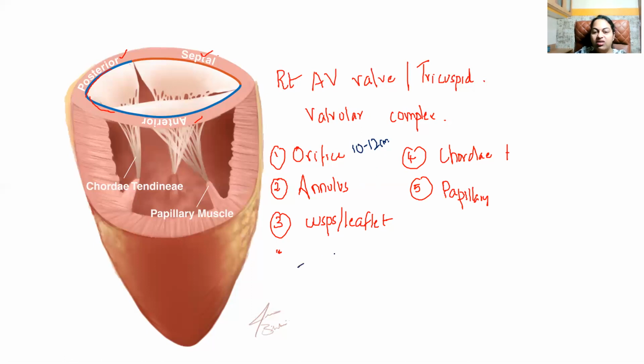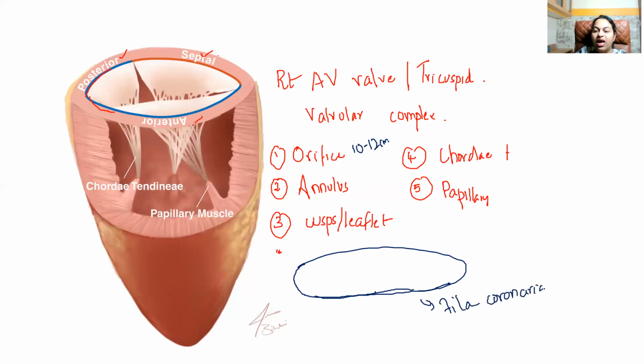Annulus, I told you, it's the collagenous framework to which the cusp are attached. Okay, so this part, which is going to hold to the cusp, it'll be called the phyla coronaria. The part of the annulus to which the cusp are going to get attached will be called the phyla coronaria. Both tricuspid and the bicuspid annulus will have anterior and posterior phyla coronaria. Got it?